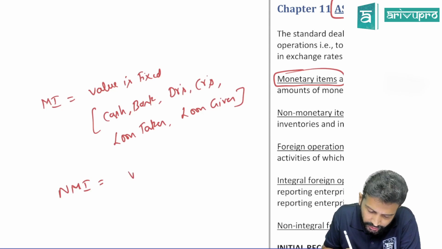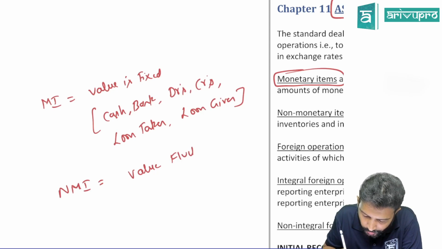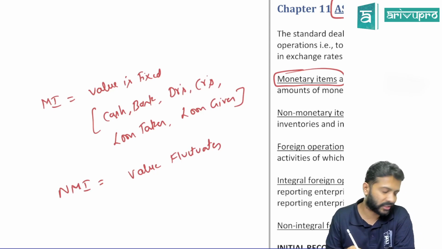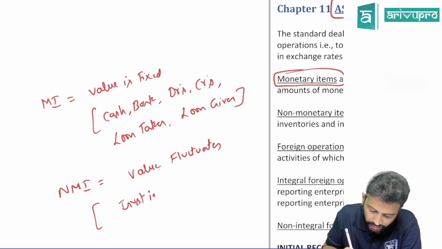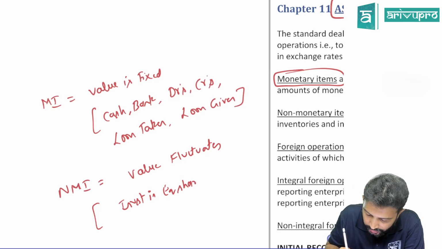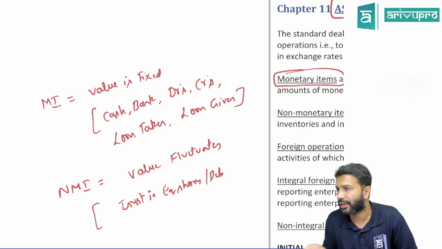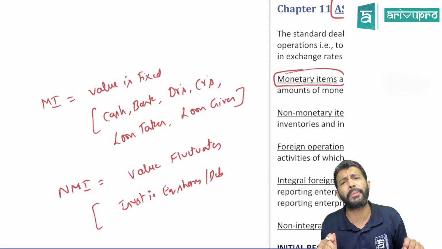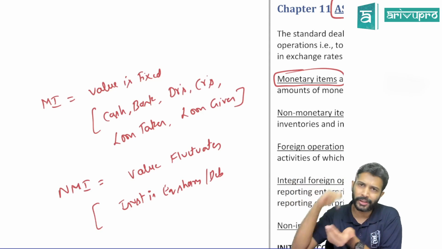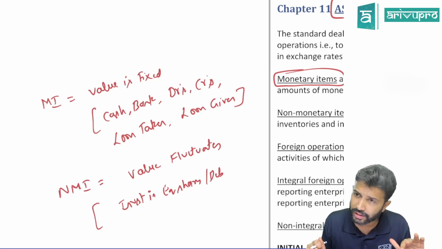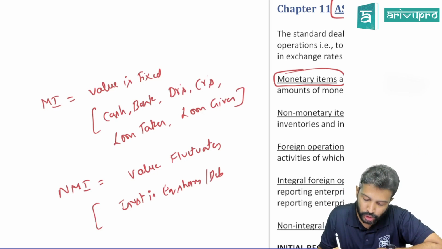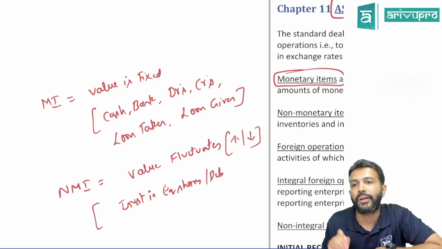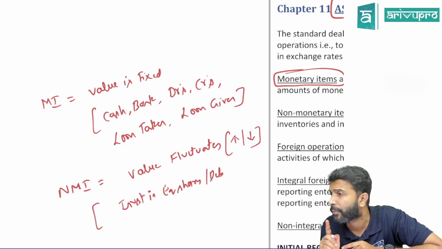Non-monetary item. Non-monetary item means the value is not fixed; it fluctuates. Can you give me some examples of non-monetary items? You already discussed this. Investment in equity shares or debentures. If you invest in equity shares or debentures of a company, you may receive the same amount of money, or you may receive more, or you may receive less. So is the value fixed or is it fluctuating? When we say fluctuation, it could be an increase or a decrease. So investment in equity shares or debentures of a company is an example of a non-monetary item.